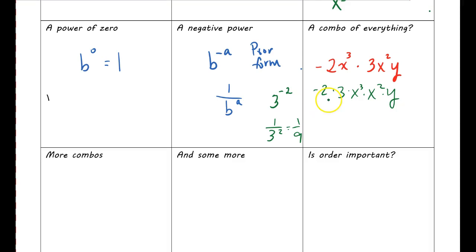So you do the numbers together and get a negative 6, and that's just normal multiply, right? Now, the rule when you're multiplying x's is that they have the same base, so you add their exponents. And then you've got this y fella back here. There's nobody going with him, so you just recopy him.